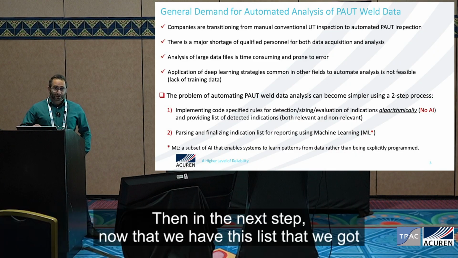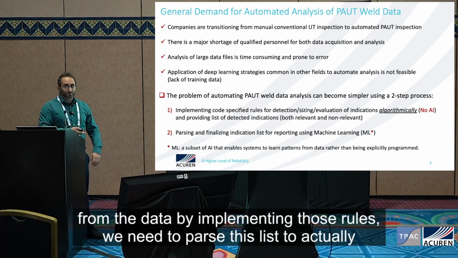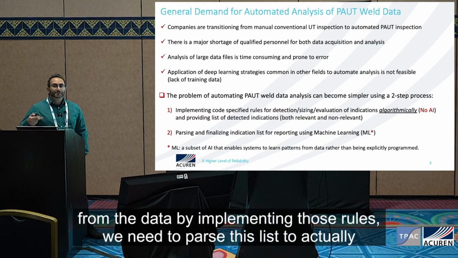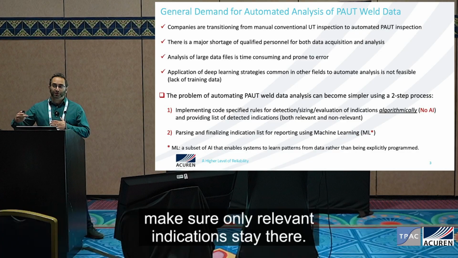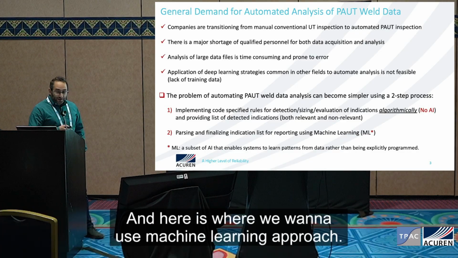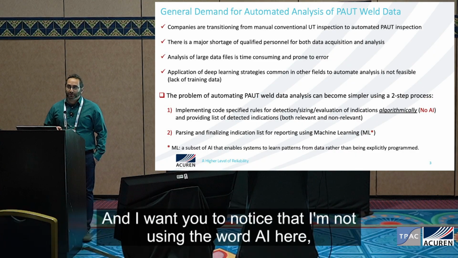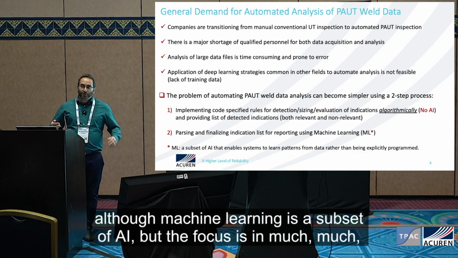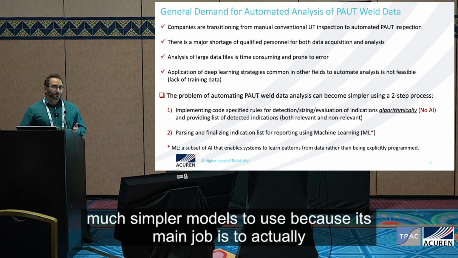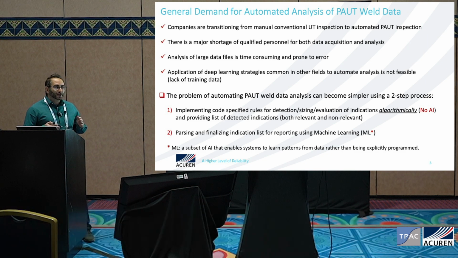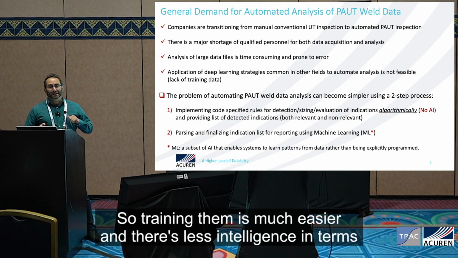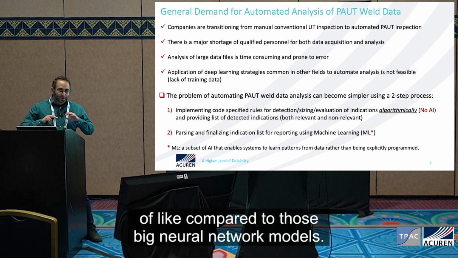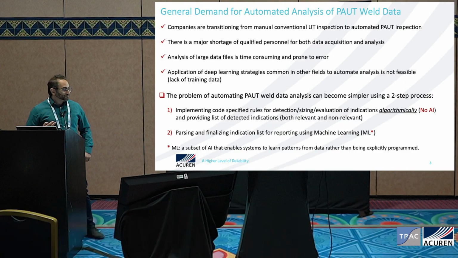Then in the next step, now that we have this list from the data by implementing those rules, we need to parse it to make sure only relevant indications stay. I'm going to show you an example. And here is where we want to use a machine learning approach. I want you to notice that I'm not using the word AI here, although machine learning is a subset of AI, because the focus is on much simpler models whose main job is to learn patterns through the data. So training them is much easier, and there is less intelligence compared to those big neural network models.